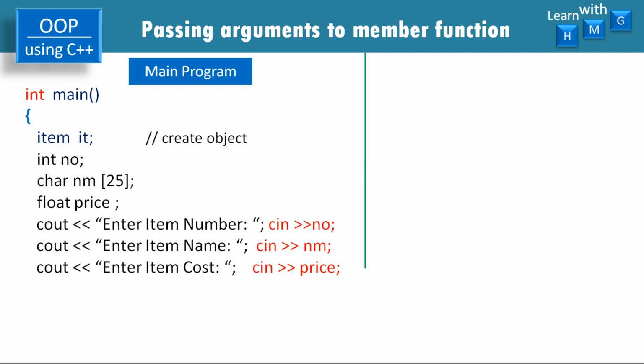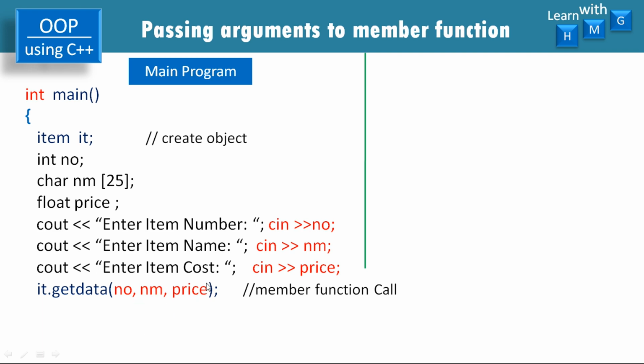While accepting the name of the item, you may use the gets function also, gets into bracket nm. Now call the function. The getdata member function is called here using the object and the dot operator: it dot getdata, and three actual arguments are passed, that is first is no, comma, second nm, comma, third price. So these three arguments are representing actual values, and that's why they are also known as actual arguments.